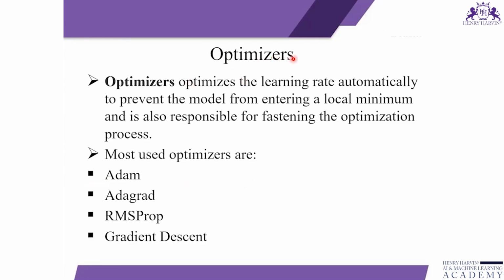So what are optimizers? Optimizers optimize the learning rate automatically to prevent the model from entering a local minimum, and they are also responsible for fostering the optimization process. There are many optimizers. We are going to discuss a few which are currently used in the industry, like ADAM, ADAGRAD, RMS Prop, Gradient Descent, and a few more.